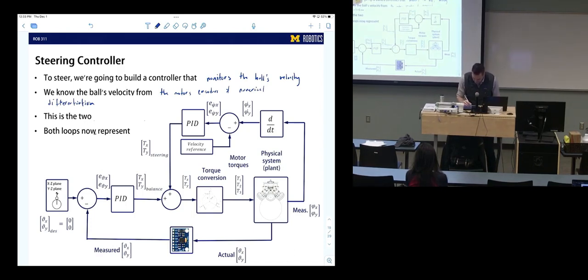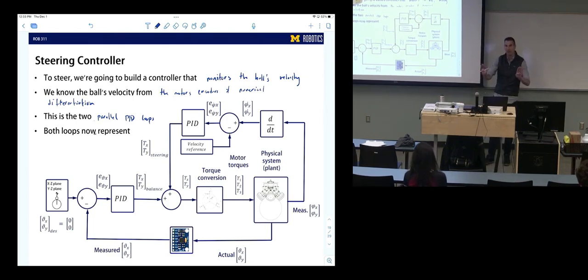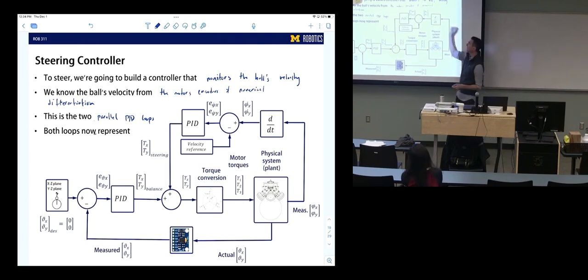This is the two parallel PID loops that we've been talking about. We said we're going to have two sets of PID loops, one doing balancing, one doing steering. This is what it is. How many PID loops are on the screen there? Three. If you break up the x and y planes, it should be four. Yeah, four, because you're right, you have to break them both up.